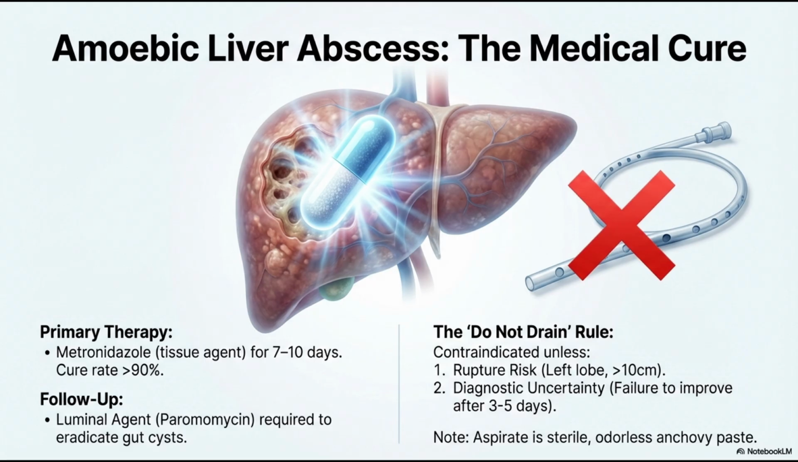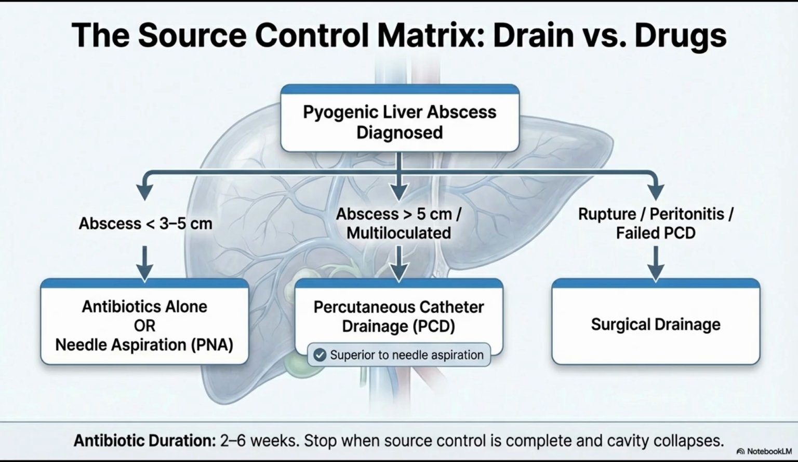Okay, flip the script. The pyogenic strategy. Drainage is key. This is pus. You have to get it out. Antibiotics penetrate abscesses poorly. You need source control. Does size matter here? It does. It absolutely does. The guidelines generally say if it's small, let's say less than 3 to 5 centimeters, you might get away with antibiotics alone or simple needle aspiration.